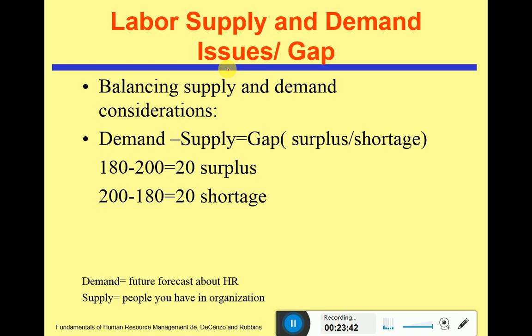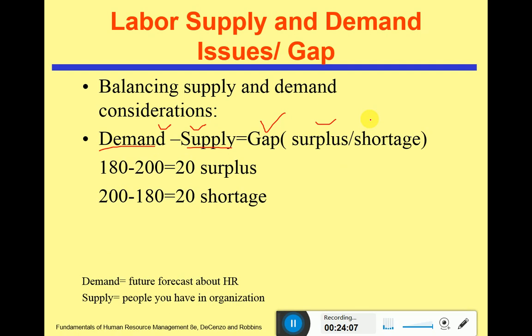Now let me explain. Simply stated, I have given an example. Demand about the human resource and supply about the human resource should be studied, and the gap between them should be studied. The gap is either a surplus or a shortage.